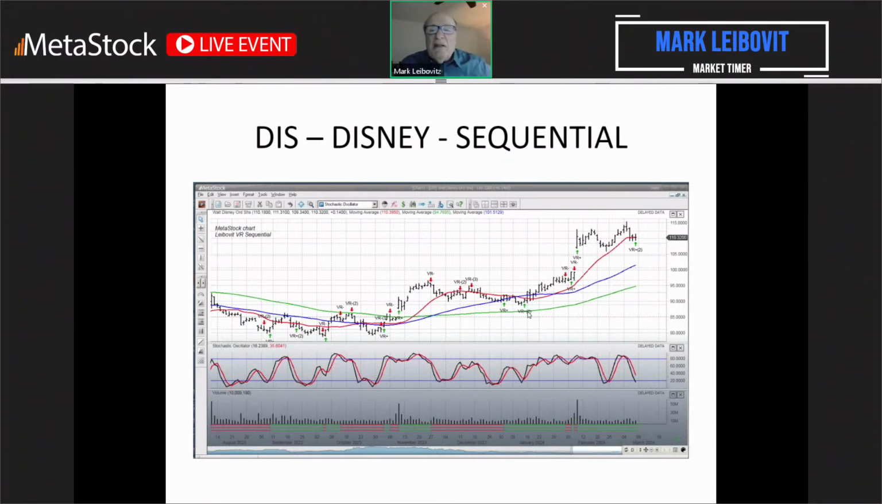I use this as a trading tool, and you can also use it on a 60-minute basis or a 5-minute basis. A lot of my clients have intraday charts and do that. I generally look at the daily chart for that purpose. So this is the sequential version.